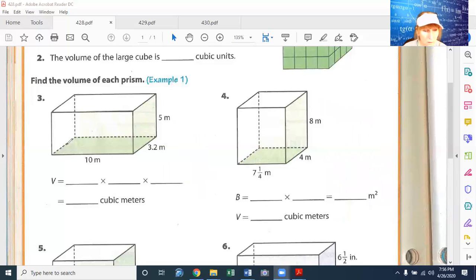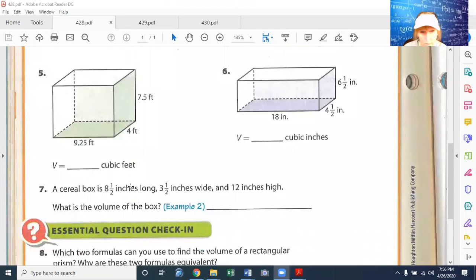Okay. Number 5, let's scroll up if we can. Yes, we can. Number 5 and 6, we're going to be doing the same kind of thing. This time we have decimals to multiply, so we're going to be multiplying 9.25 times 4 times 7.5. So let's just do 9.25 times 4 first.